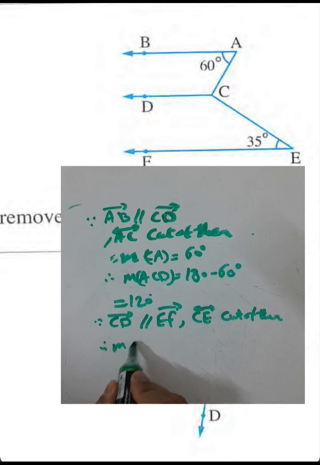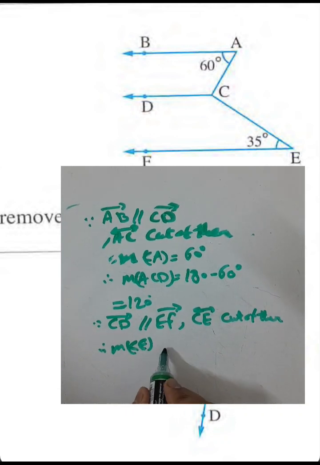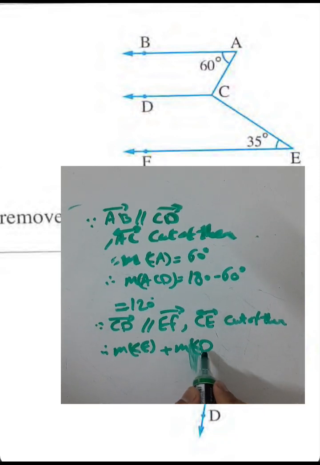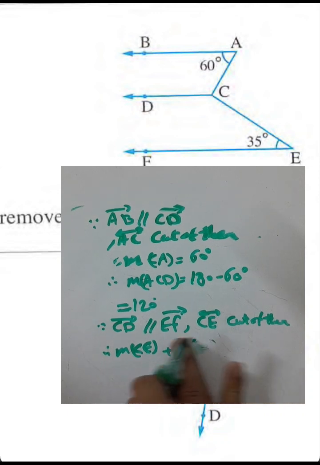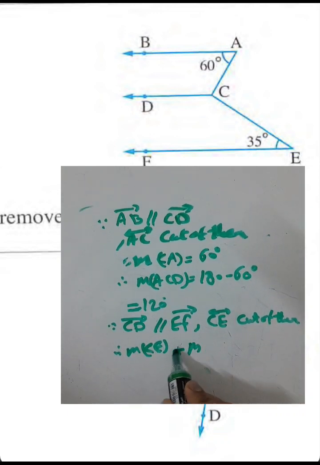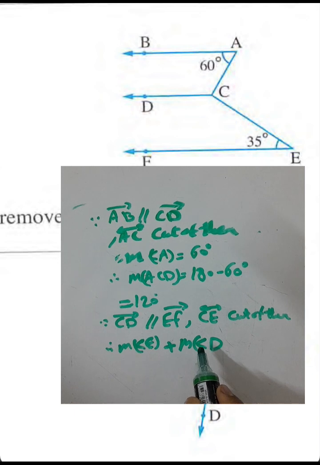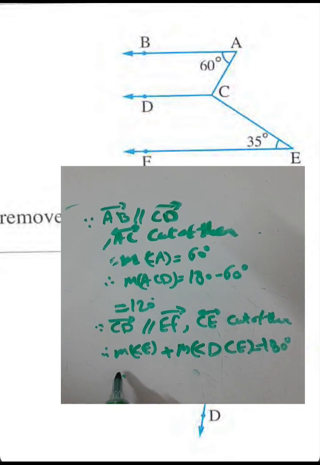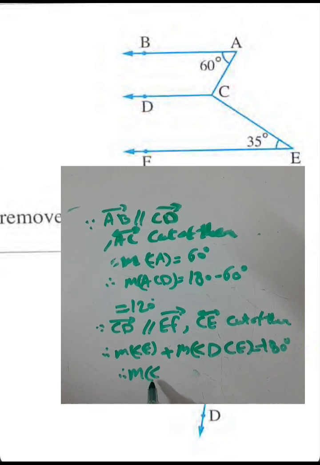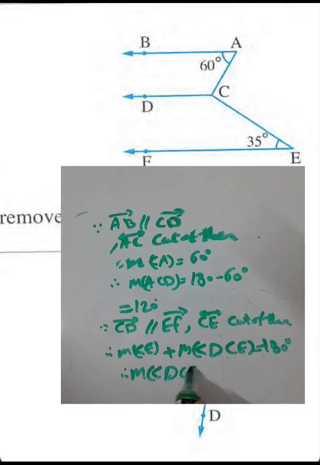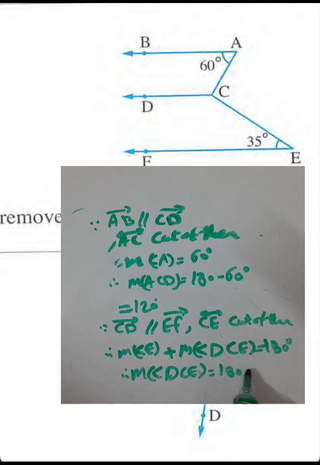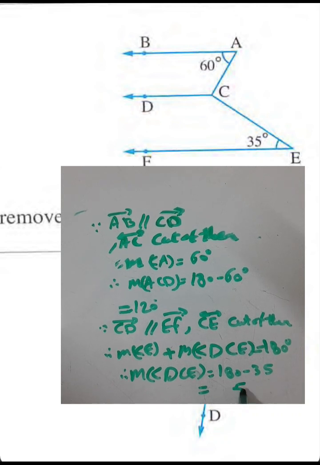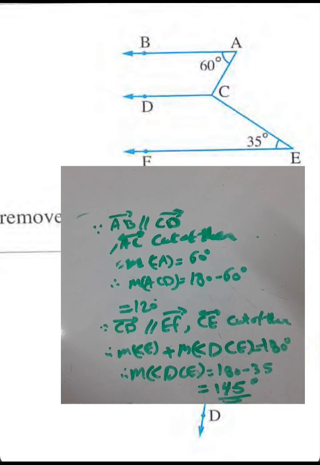Then the measure of angle E plus the measure of angle D, measure of angle DCE, it will be 180 degrees. The measure of angle DCE is 180 subtract 35. 10 minus 5 is 5, 7 minus 3 is 4, it will be 145 degrees.